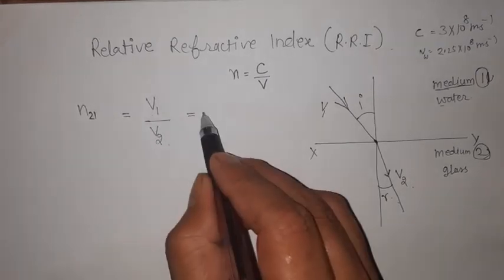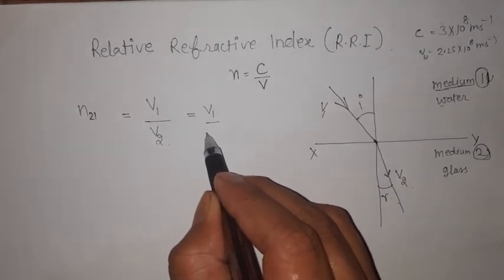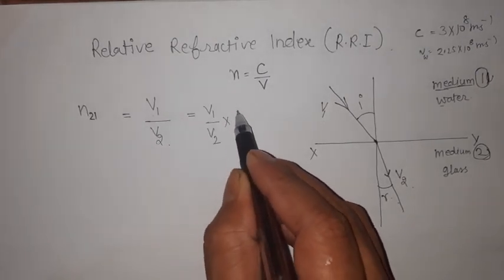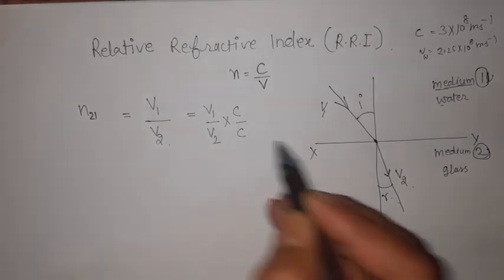Now over here you can write this one as, let us multiply and divide by c over here. Okay, what I am going to do, I am going to multiply and divide by c.